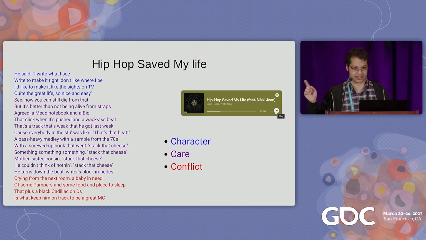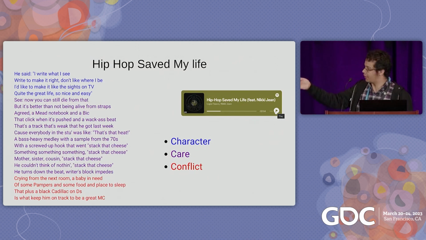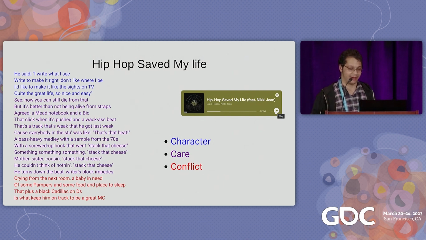This character, this is at the start of his journey, right? He's trying to become a rapper. Why do I care about him? Well, he's lived a rough life, right? You can still die from that, right? Like, he's had it difficult, and he uses his writing to escape. And that's what he's trying to do, and that's why you should care.